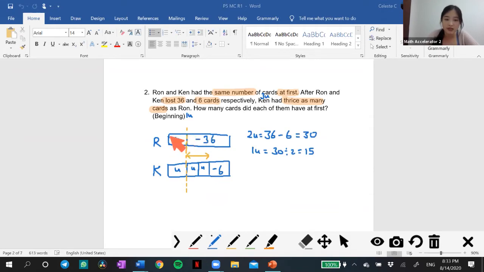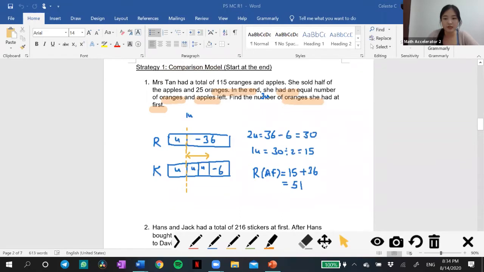Because Ron is just 1 unit plus 36. So Ron at first will be 1 unit, the 15, and then you add the 36. So your final answer should be 51. Yeah, okay, most of you got it. 51. So they each have 51 cards at first.